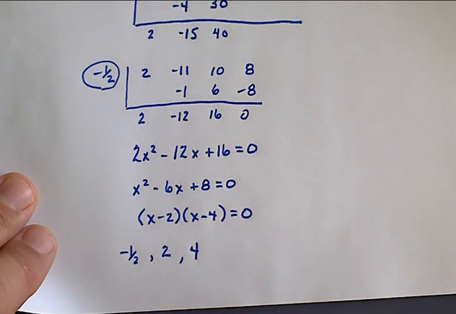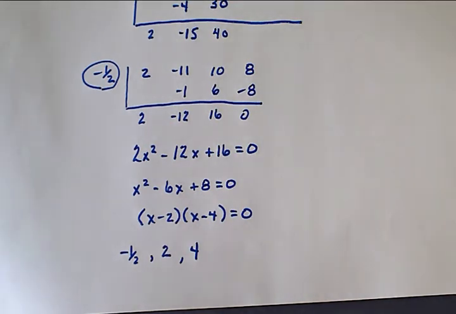So there are my 3 zeros for this particular problem, or my answers or solutions, I should say. Any one of those values would make that thing equal 0. Like I said, this is kind of the tough point of this entire unit. I understand if this is going to take a little bit more work.